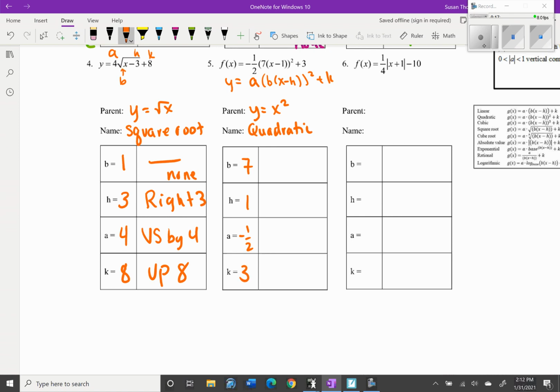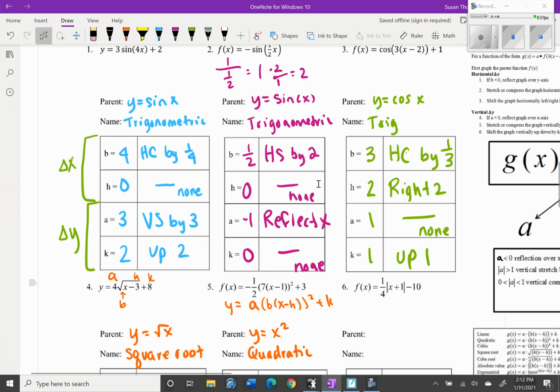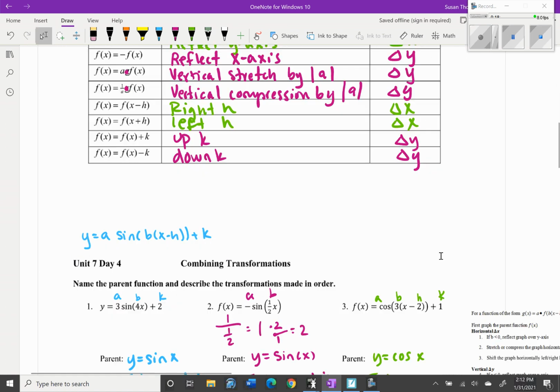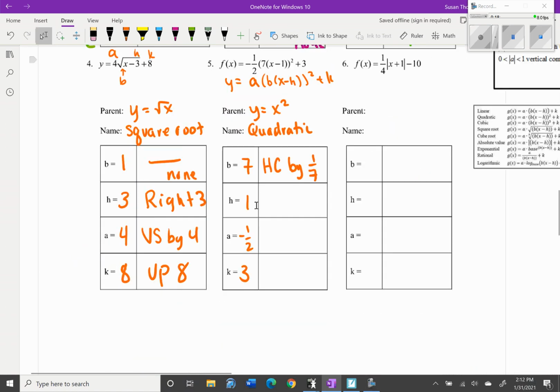So if b is 7, this is going to be a horizontal compression by 1/7. Again, use your graphic organizer if you need help. It's not less than 0, but because the absolute value is bigger than 1 is why it's a horizontal compression. Remember, opposite thinking. So then for the next one, h is 1, which is going to move it to the right 1.